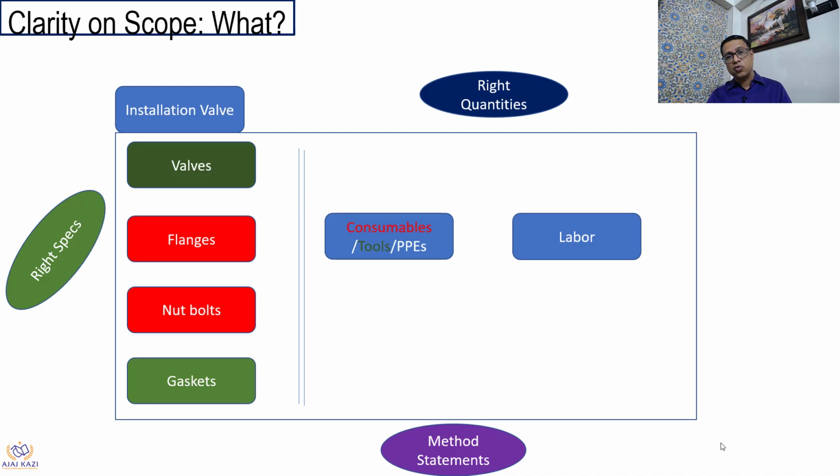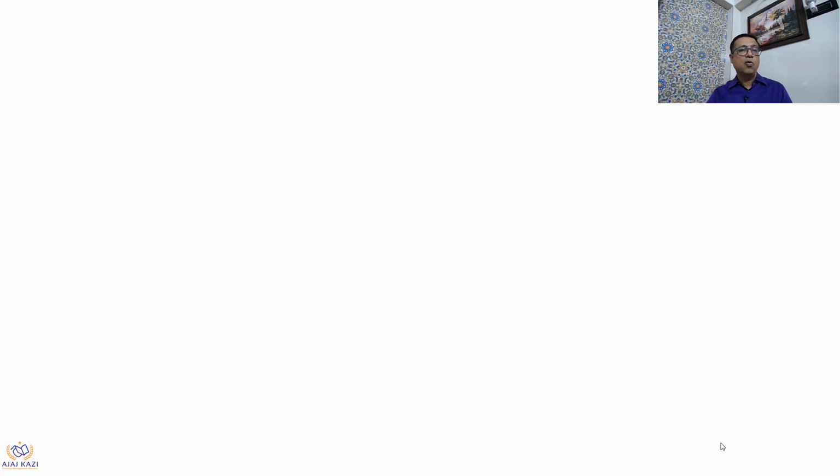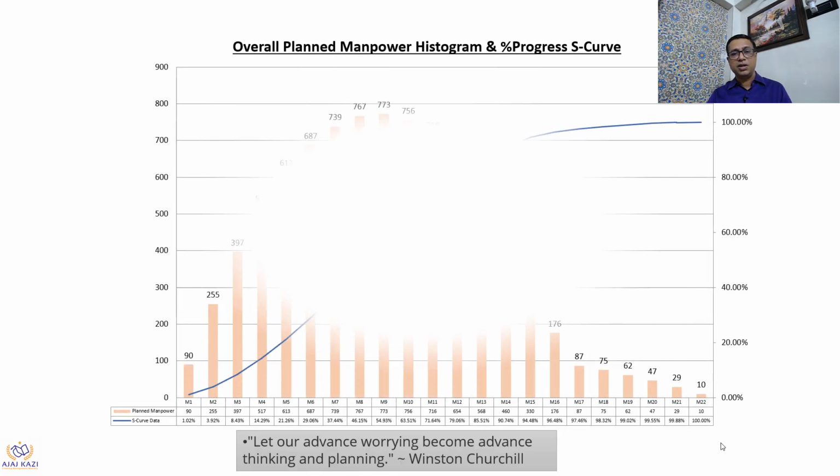What is part of the scope and what is not part of the scope. The scope should be known to each and every person: what is the material, what is the consumable, what is the labor, how we are going to install, what are the quantities, and we should be aware of the specification and the makes of this material. Then you can get the permit to work. Scope clarity is very important on any project.